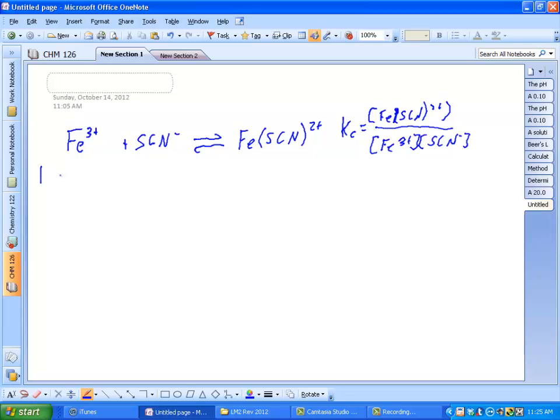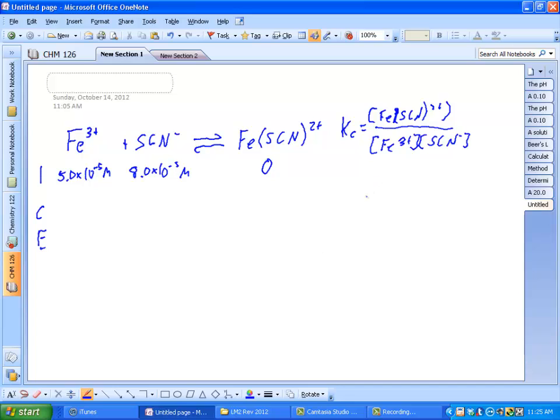I have 5.0 times 10 to the negative 5th molar iron 3, and I have 8.0 times 10 to the negative 5th molar thiocyanate. Now, what is the initial concentration of this? We said it was 0. Okay, now, how do we get the equilibrium concentration? The equilibrium concentration is based on our absorbance and our absorptivity.